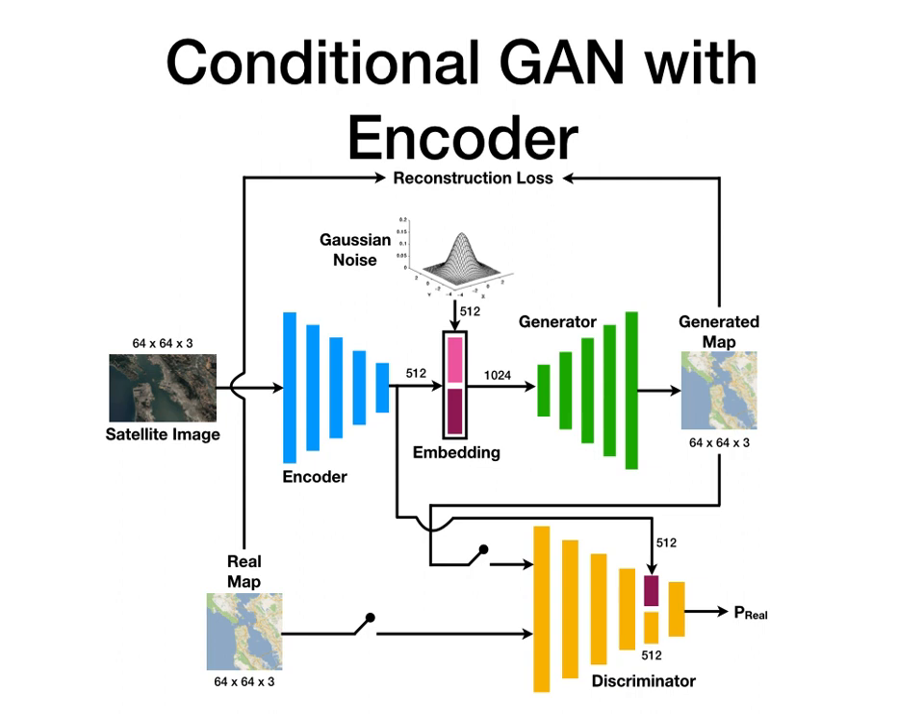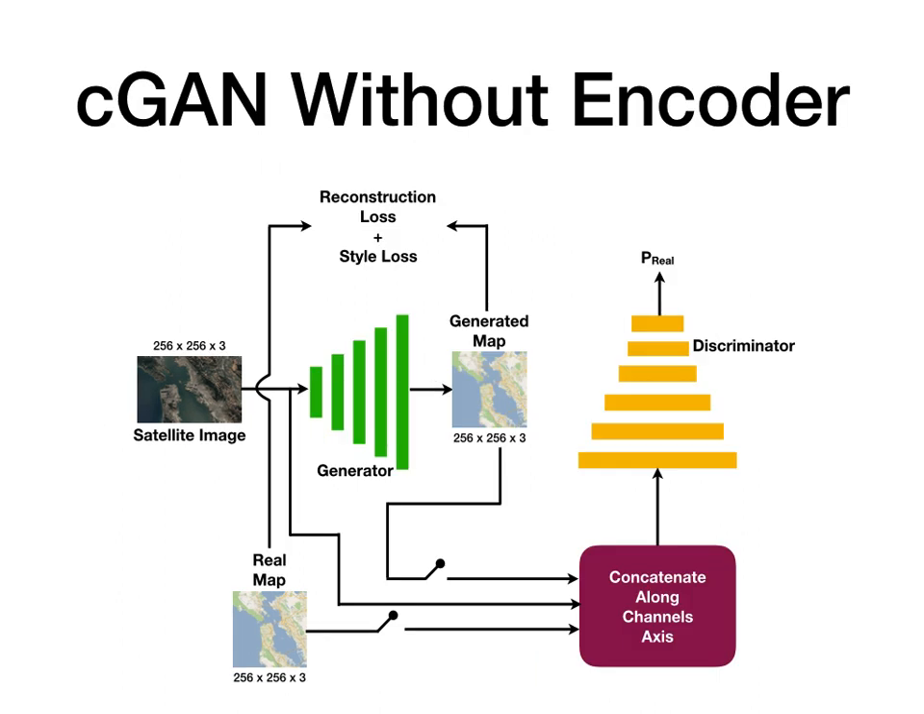This diagram shows our best model, where the satellite image, in contrast to the previous one, is fed directly to the generator. The discriminator is fed a satellite image concatenated with either a real map or a fake map along the channel axis. To improve the results, we also added an L2 reconstruction loss.